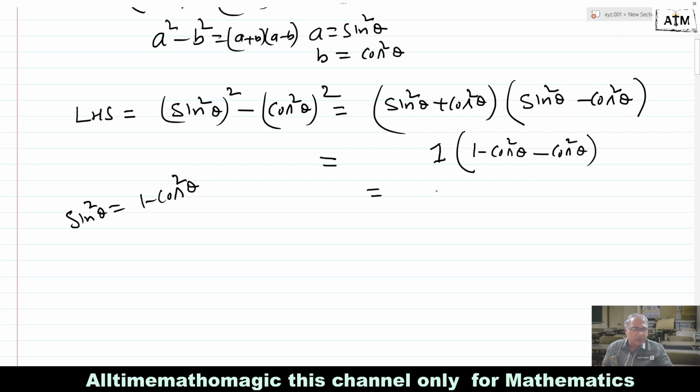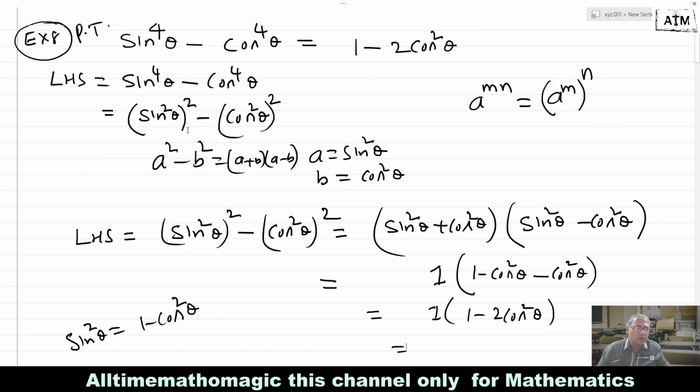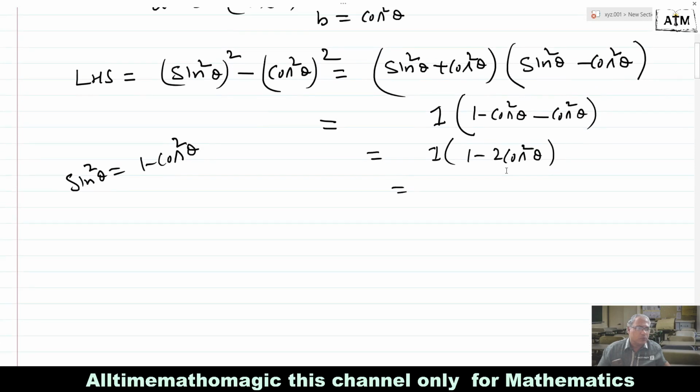Cos square theta has come twice. So 1 into 1 minus 2 cos square theta. That is equals to what? What to prove? We have to prove equals to RHS. RHS is nothing but 1 minus 2 cos square theta. So now we are proving here RHS, that is 1 minus 2 cos square theta. So LHS, when simplified, you got the RHS. Therefore LHS equals RHS. That is proved.